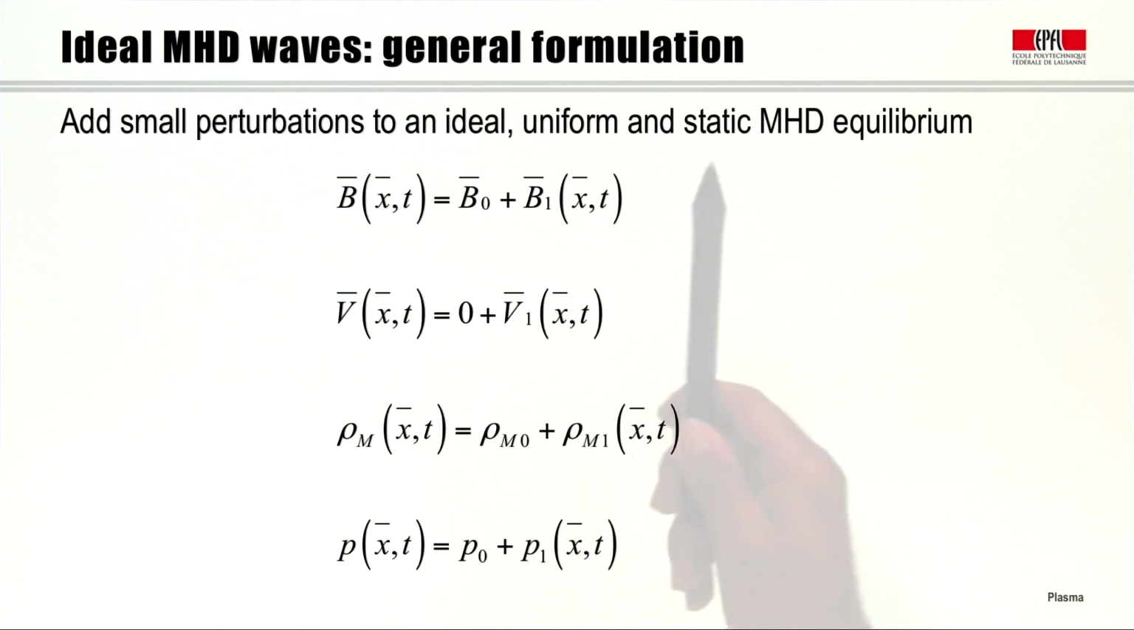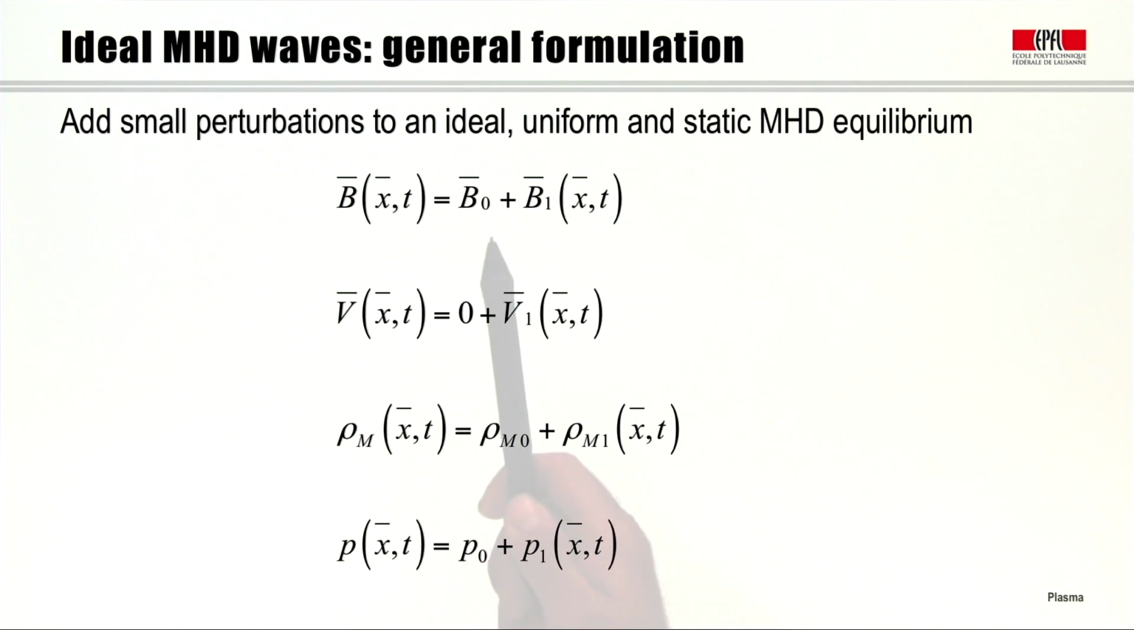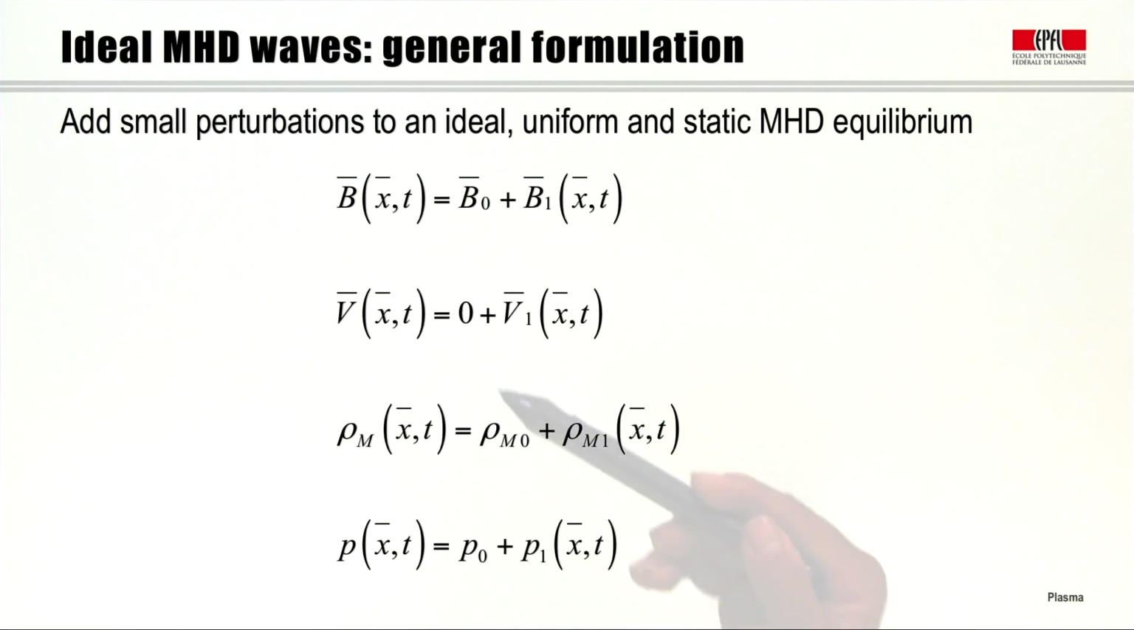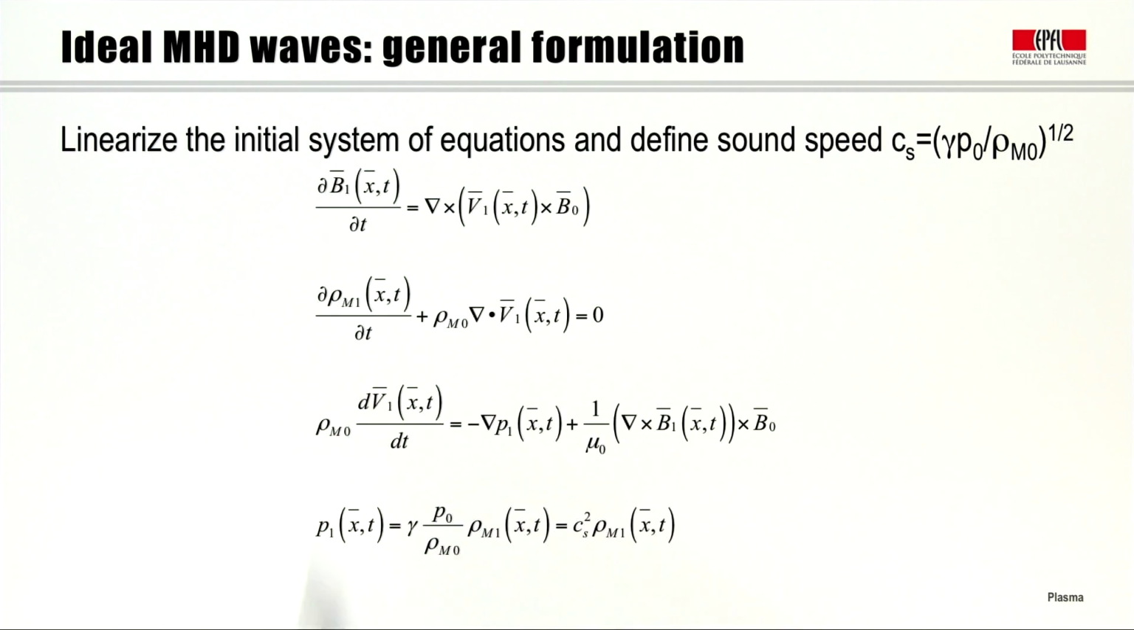We can then consider a uniform and static MHD equilibrium to which we add small perturbations. The magnetic field has an equilibrium term B0 plus its perturbation B1. For the fluid velocity V, since we consider a static equilibrium, the equilibrium term is 0, and we only have the perturbation V1. For the mass density, the equilibrium term ρm0 is a constant, with perturbation ρm1, and the same for the pressure, P0 is a constant. We can then linearize the initial system of equations around the equilibrium.